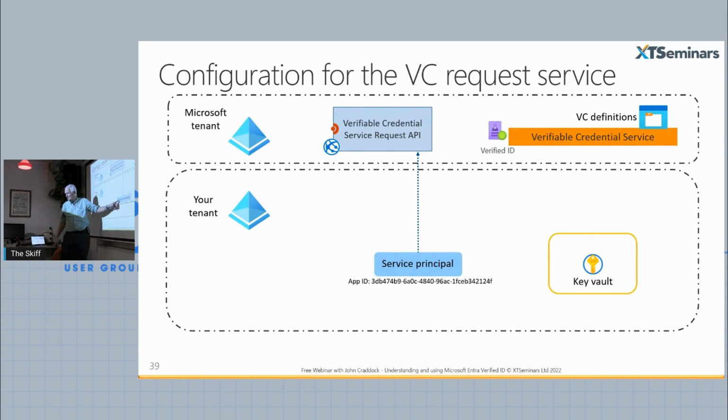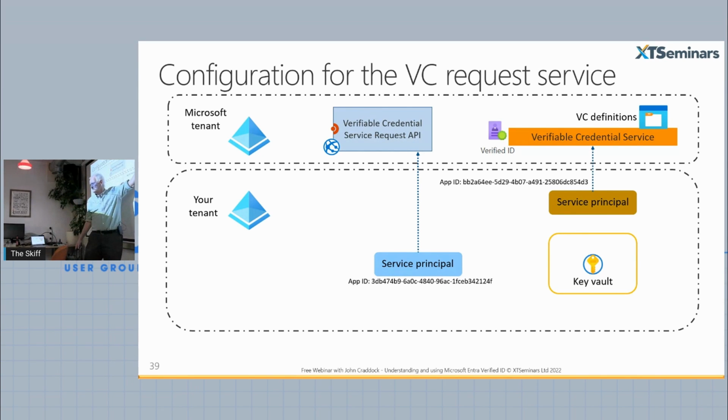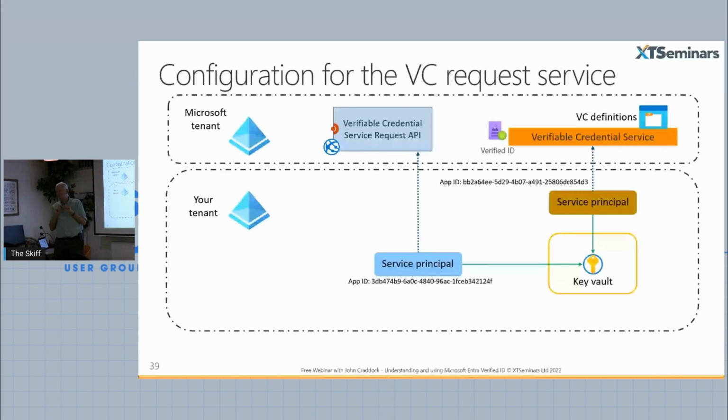We need a service principal to represent this guy, so that we can access it in the Microsoft space. We need a service principal to access this guy as well, okay? And then both of these service principals need permissions to the key vault, so they can get access to it. If you're not familiar with key vault, think of it as where the private key is. You don't take the private key out to sign something. You chuck something into the key vault to get signed. The key never leaves the key vault, okay?